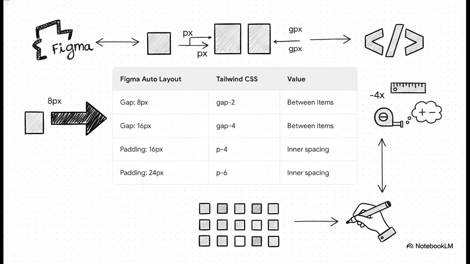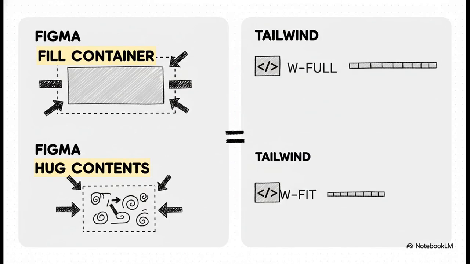It's so easy. Let's do one more, just to really drive it home. Sizing. You know fill container and hug contents in Figma, right? Well, in code, fill container is just w-full for width full. Hug contents is w-fit for width fit. See? It's the same exact concepts you already master. You're just learning the shorthand.